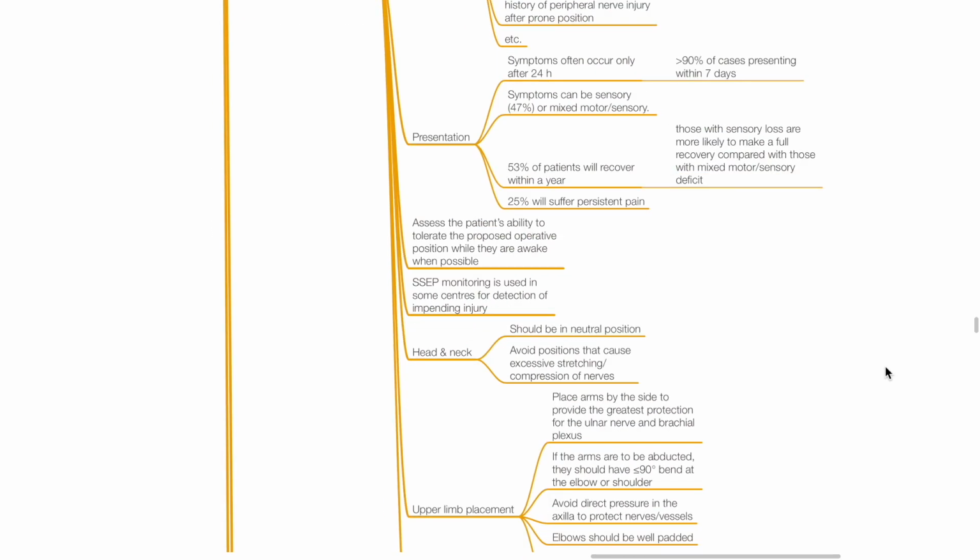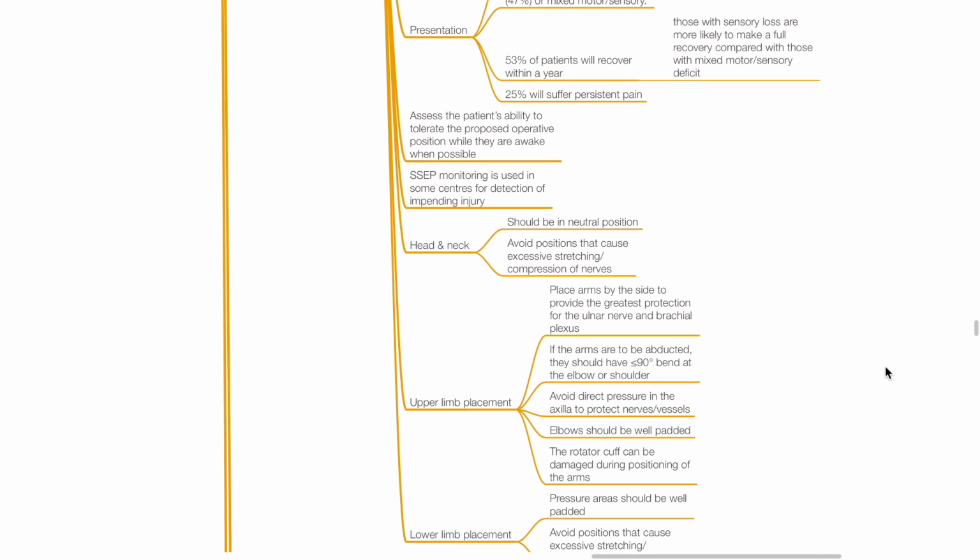Assess the patient's ability to tolerate the proposed operative position when they are awake when possible. SSEP monitoring is used in some centers for detection of impending nerve injury. The head and neck should be in neutral position. Avoid positions that cause excessive stretching or compression of nerves.